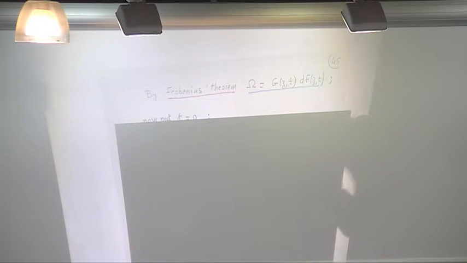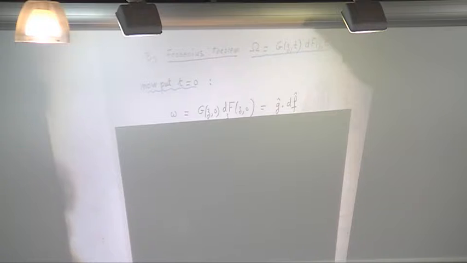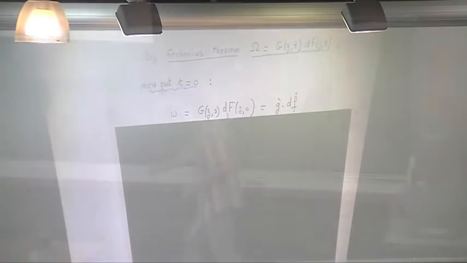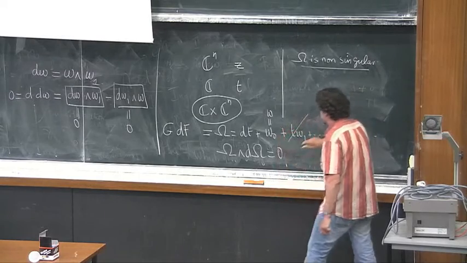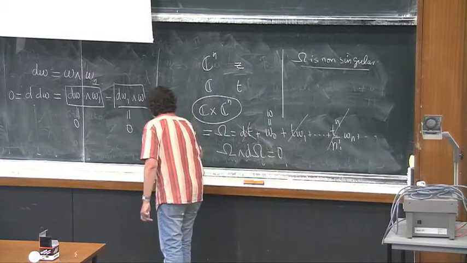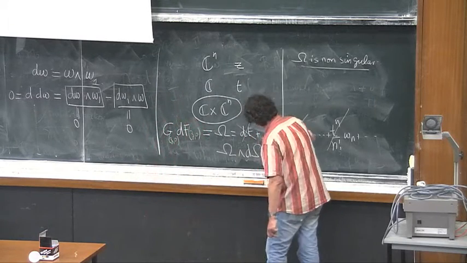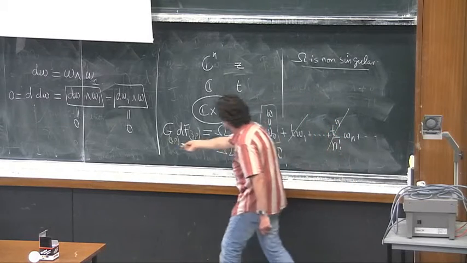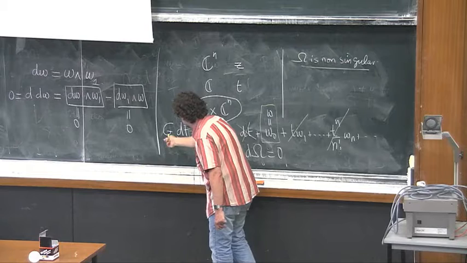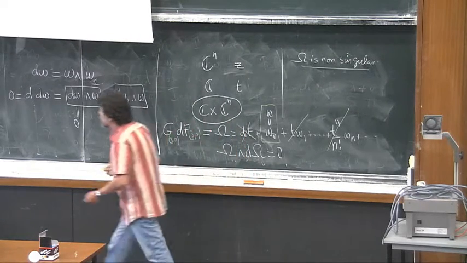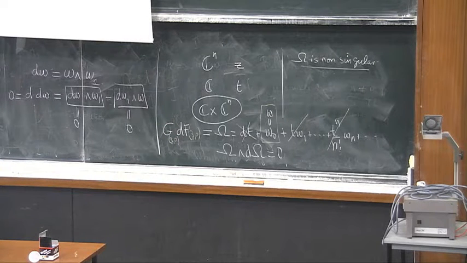the big omega is big G times dF. And now you put t equal 0. And this is G, F, and you put t equal 0. So this is 0, this is 0, and this is 0. And at the end, you see that the initial form, omega, is exactly the restriction to t equal 0 of big G times the differential of the big function F, and you have something like this. Okay?